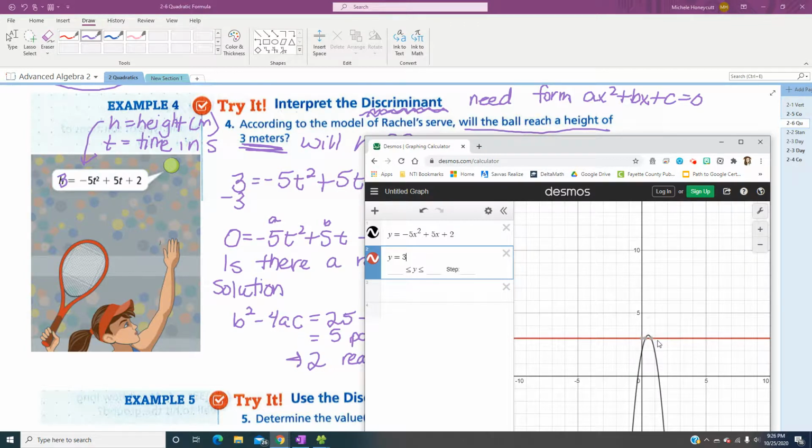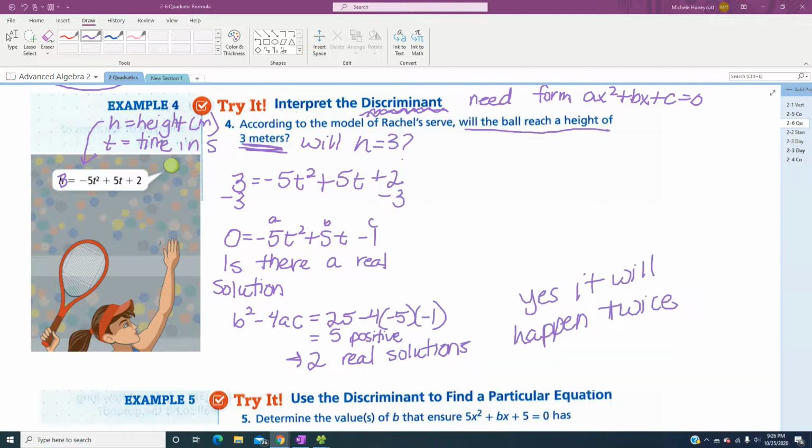Now, the question doesn't say when does it happen, it just says does it happen. So that's why we can use the discriminant. If it had asked me for a specific time, I would have had to actually solve it and do a little bit more work.